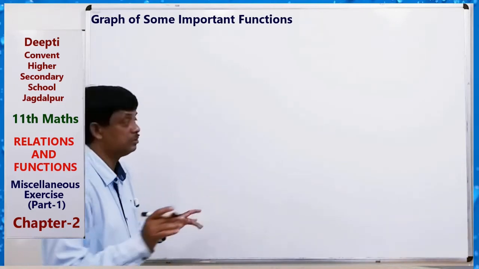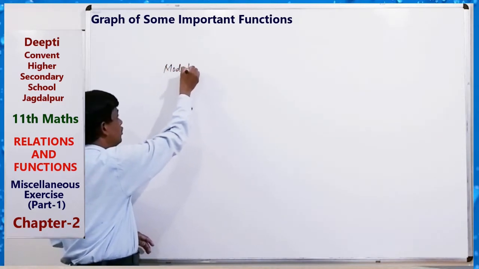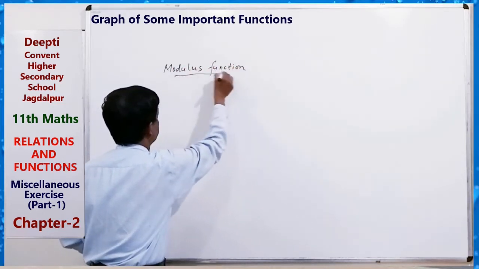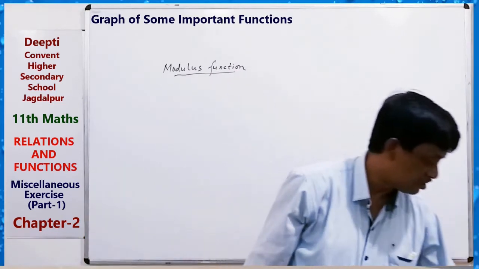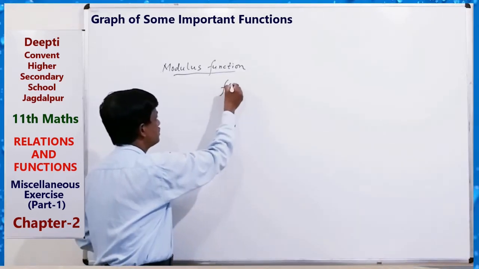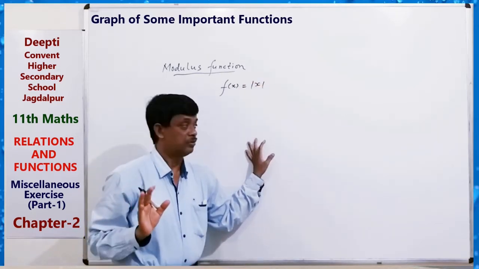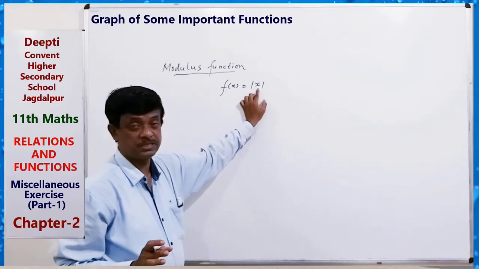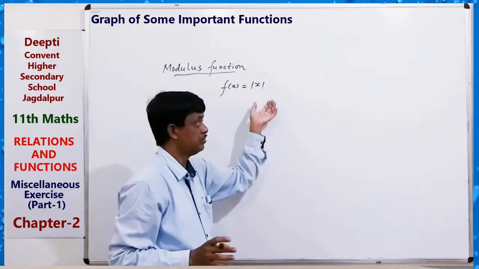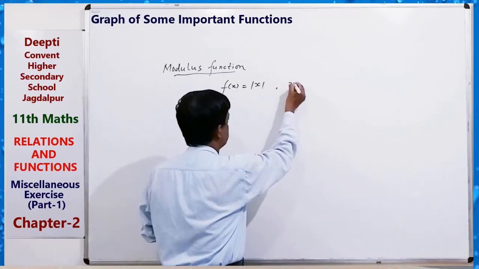that are very important. The modulus function, frequently used everywhere. Okay, so the modulus function is given like this: f(x) = |x|. Modulus function is the absolute value, which always gives a positive value. For this function, the domain is the complete set of real numbers.